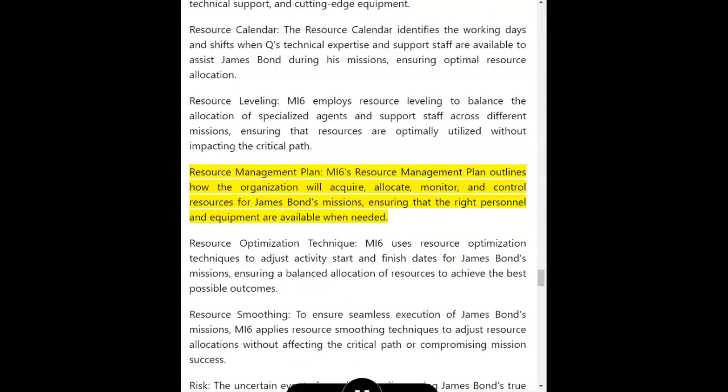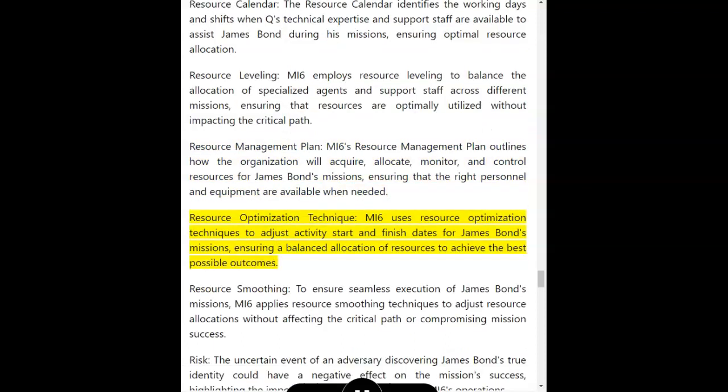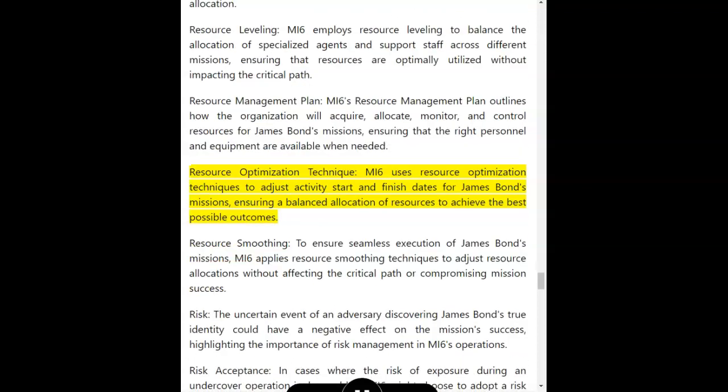Resource management plan. MI6's resource management plan outlines how the organization will acquire, allocate, monitor, and control resources for James Bond's missions, ensuring that the right personnel and equipment are available when needed. Resource optimization technique. MI6 uses resource optimization techniques to adjust activity start and finish dates for James Bond's missions, ensuring a balanced allocation of resources to achieve the best possible outcomes.